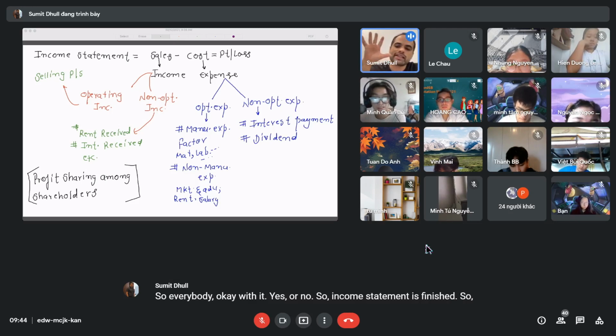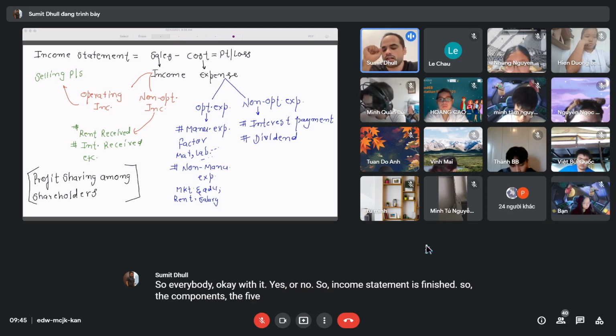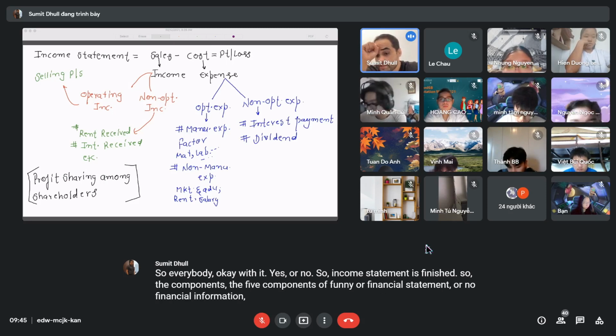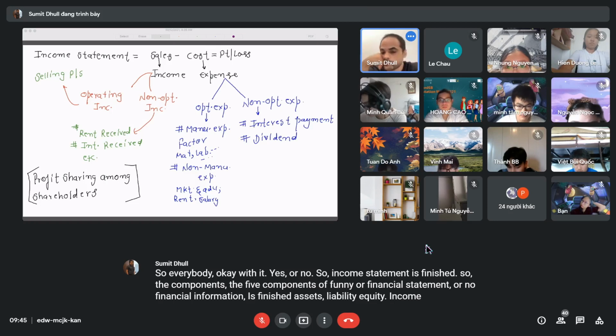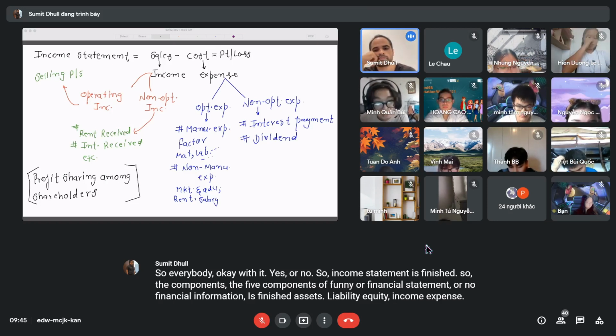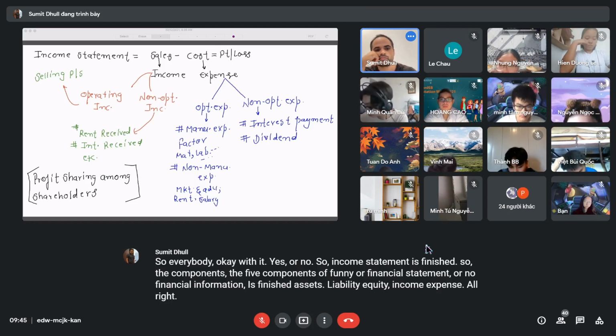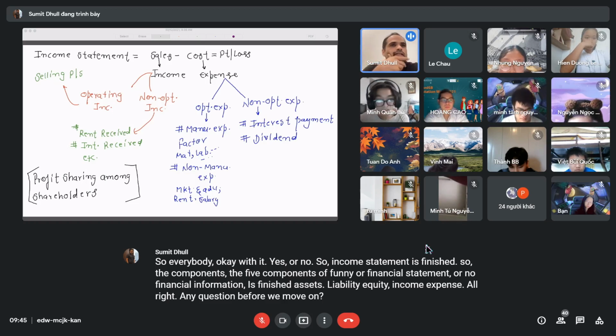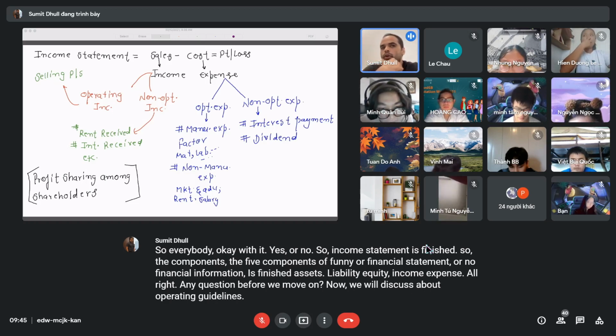So the 5 components of financial information are finished: assets, liability, equity, income, expense. All right. Any question before we move on? Now we will discuss operating guidelines. What are the operating guidelines?